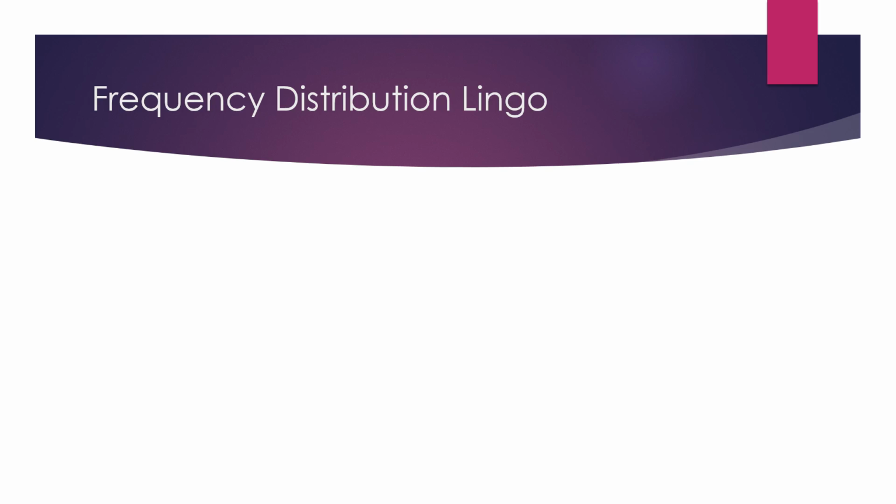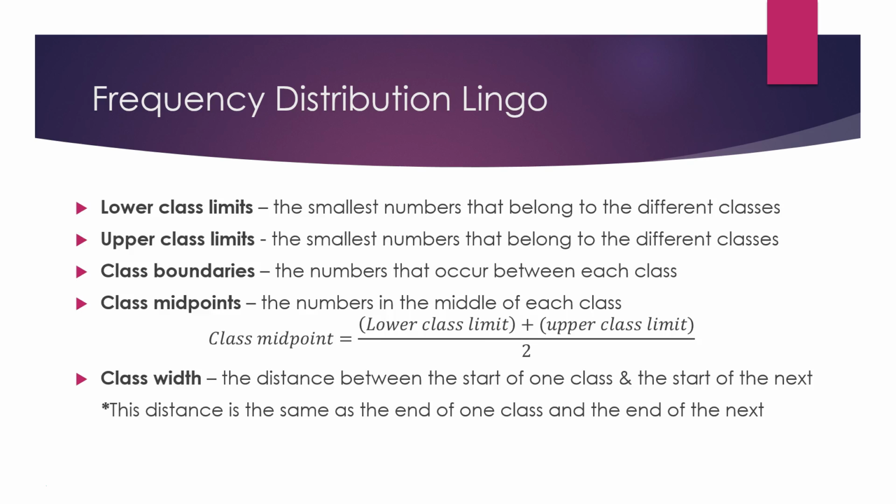So there is a lot of lingo that comes along with a frequency distribution. It's more important to understand these terms when you hear them than it is to actually know the definitions for them. So we have 5 definitions here. Lower and upper class limits describe the smallest and largest numbers that belong to different classes. So remember, the classes are the breakdown of the categories from the data set. Class boundaries are the numbers that occur between each class, so it's going to be the exact middle between the end of one and the start of the next.